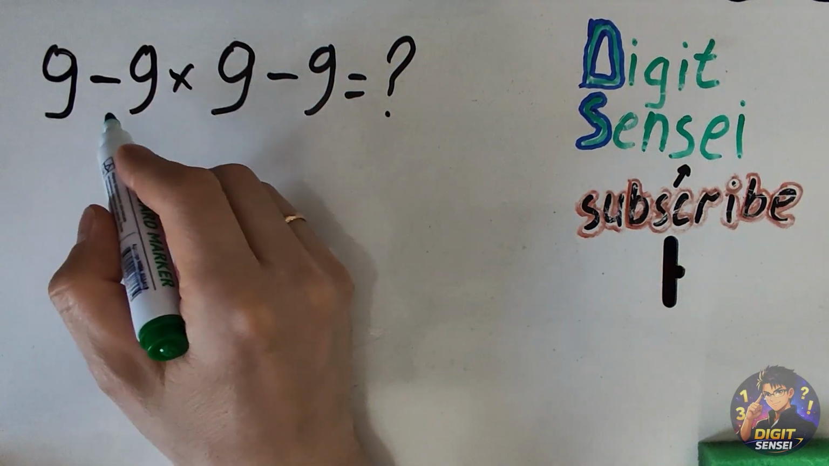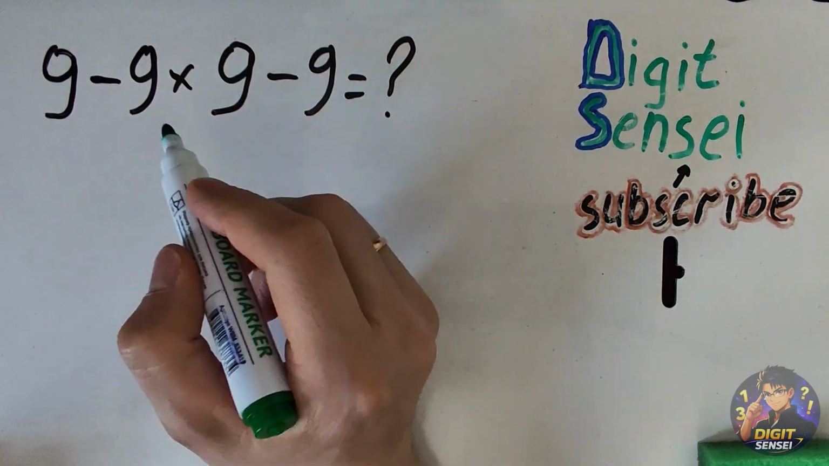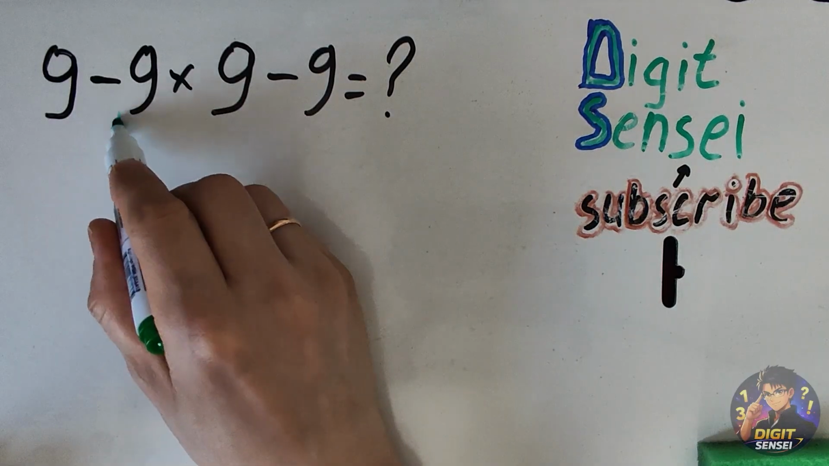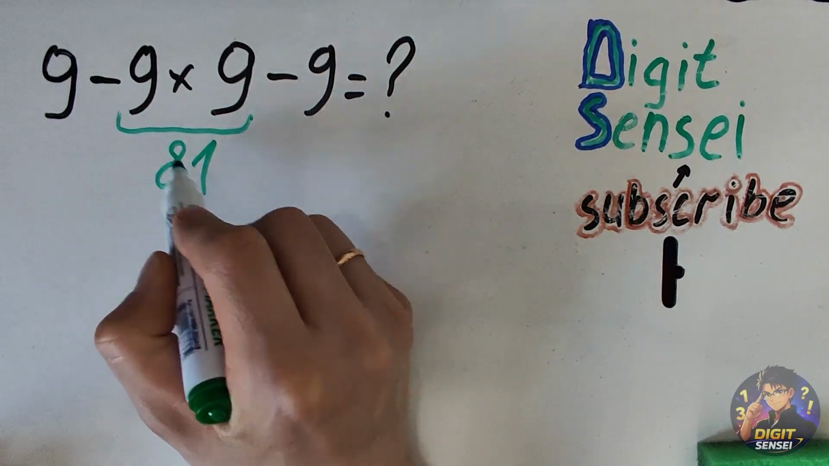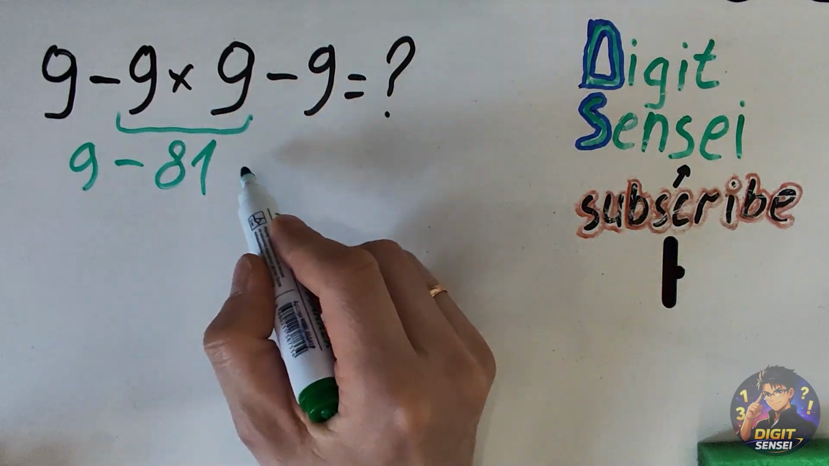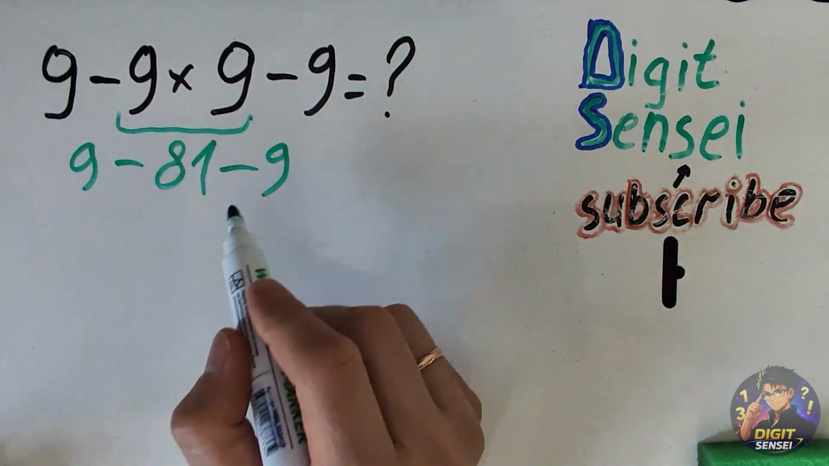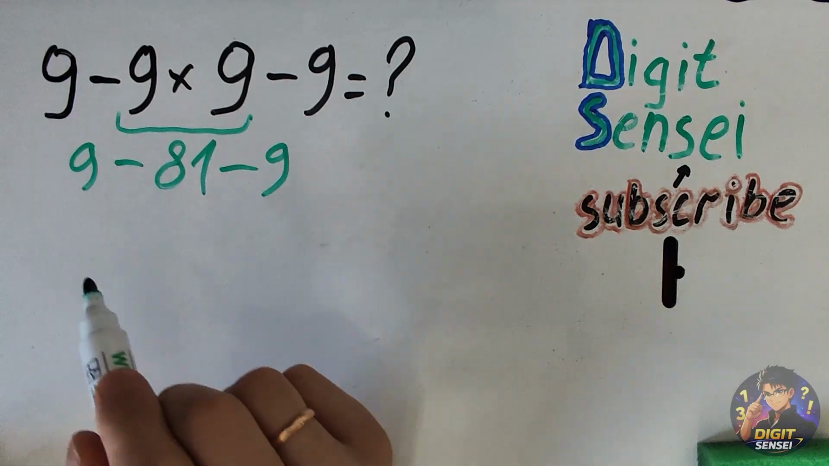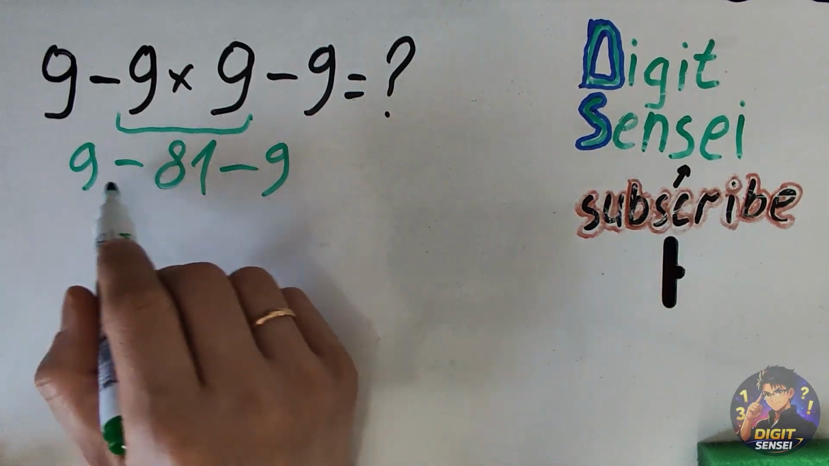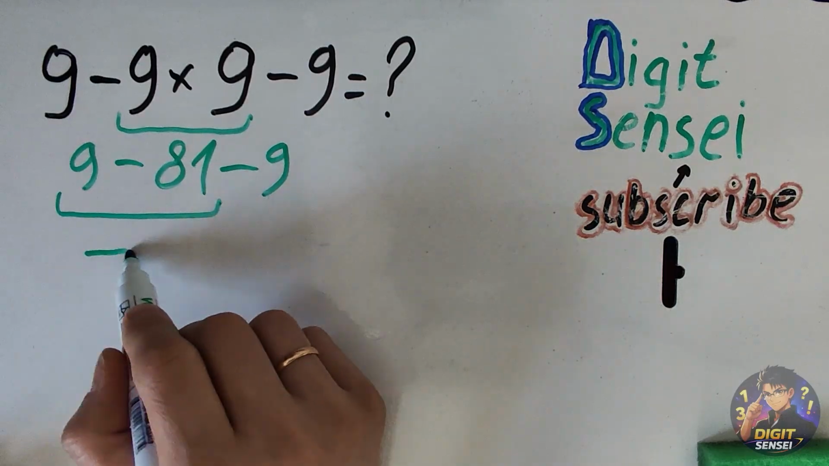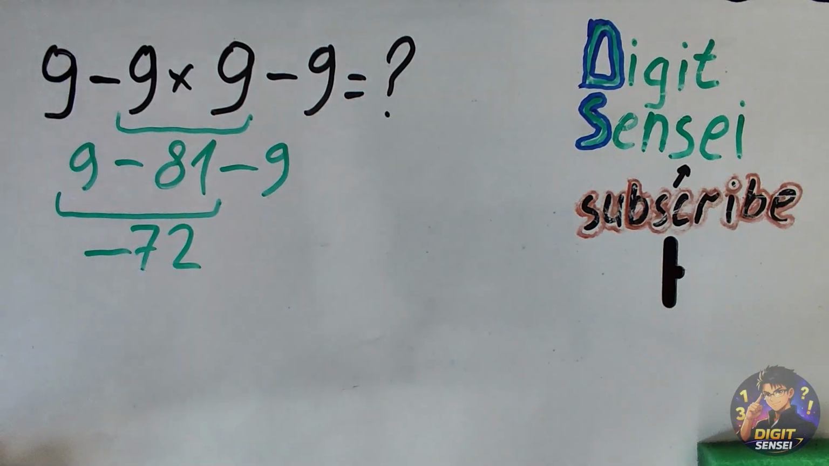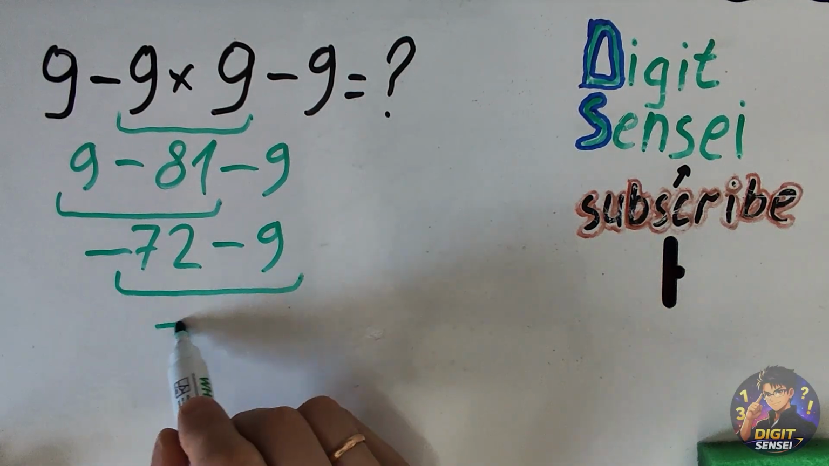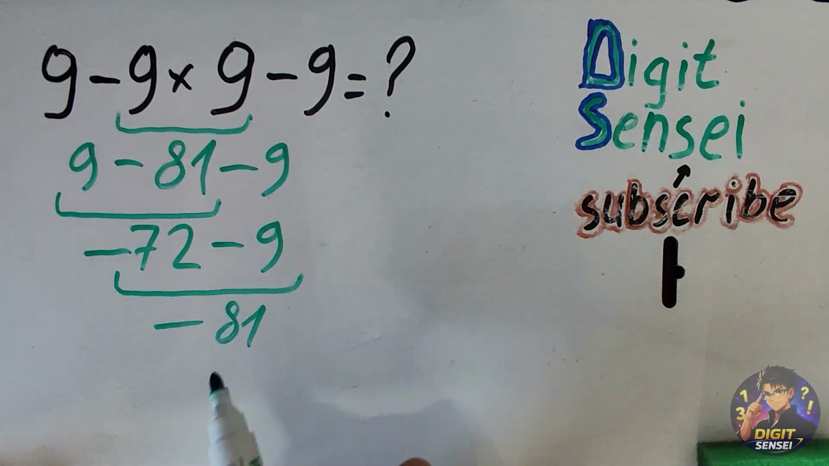Here, first we have to do this multiplication because, according to the order of operations, multiplication has higher priority than subtraction. So 9 times 9 gives us 81. 9 minus 81, then minus 9. Now we have two subtractions. And when we have more than one subtraction in our expression, we have to go from left to right. So first we have to do this subtraction. 9 minus 81 gives us negative 72. So negative 72 minus 9, which equals negative 81. And this is our final answer to this problem.